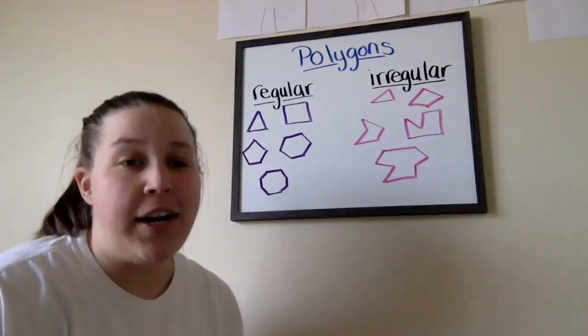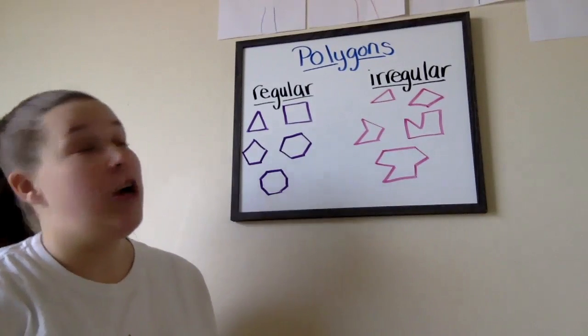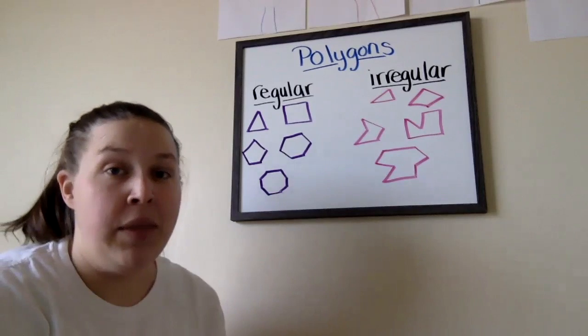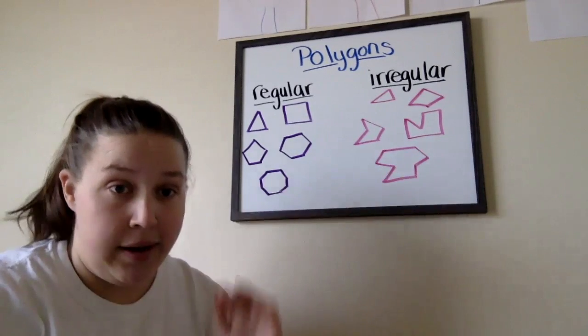Friends, yesterday our focus was on quadrilaterals. Today we're going to talk about polygons, okay? There's two different types of polygons. We have regular polygons and irregular polygons.